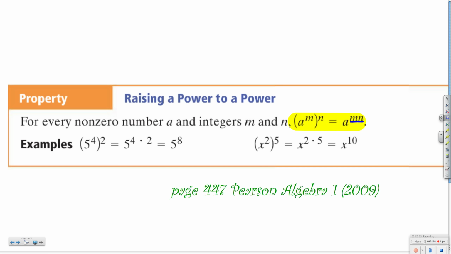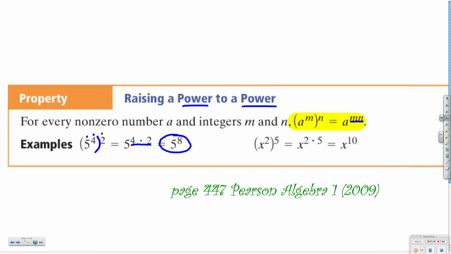Let's take a look at two examples here. In the first example, we have 5 to the 4th power being raised to the 2nd power. We know we have a power to a power because we have this power of 4 separated from the power of 2 by a parenthesis. We can show the work by writing it as 5 to the 4 times 2 power, and that simplifies to 5 to the 8th power. So when you're raising a power to a power, you have to multiply the exponents to simplify the expression.